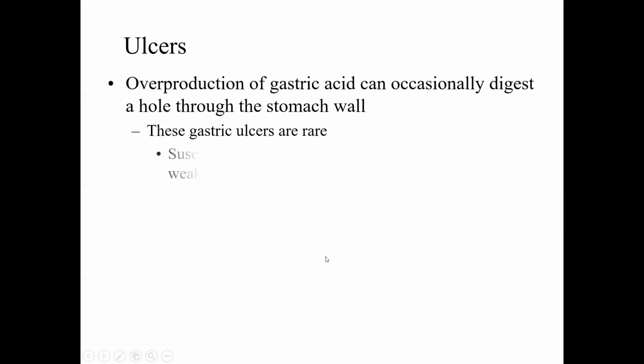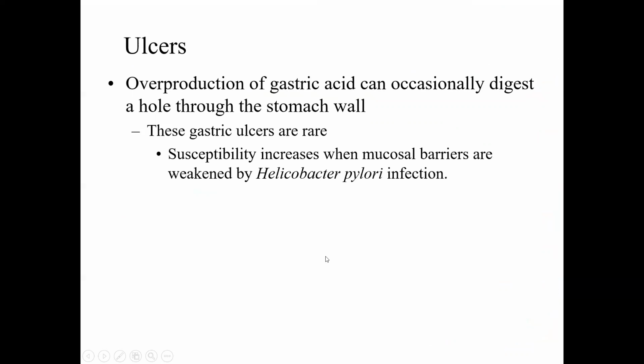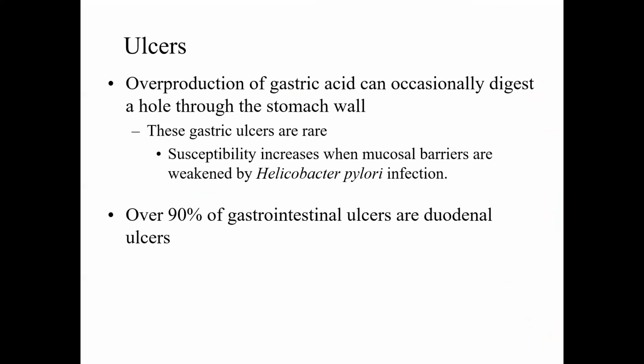An ulcer is caused by the overproduction of gastric acid, which can occasionally digest a hole through the stomach wall. These gastric ulcers are rare, and susceptibility increases when the mucous barrier is infected or weakened by Helicobacter pylori infections.